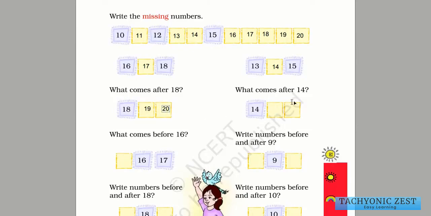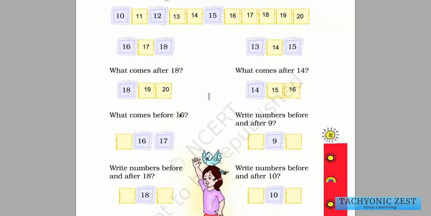Okay, what comes after 14? So let us count and see. Let us count from 10. So 10, 11, 12, 13, 14. So what comes after 14? 15. So we will write 15. What comes after 15? 14, 15, 16. So after 15 comes 16. So we will write 16.